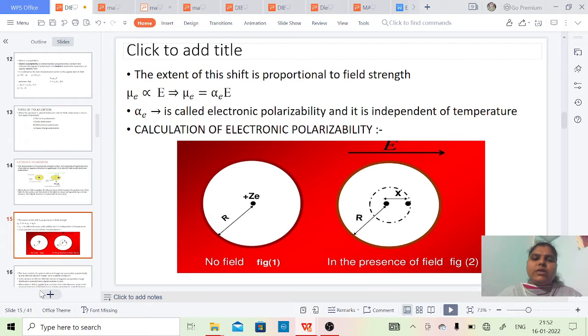Now the extent of this shift is proportional to the field strength. The dipole moment we represent as mu. So the electronic dipole moment mu e is proportional to the field E. Mu e equals alpha e into E, where alpha e is known as the electronic polarizability, and it depends on the temperature. Now let us see how we will calculate the electronic polarizability. Whenever there is no field, there is no dipole moment. Next, in the presence of a field, the dipole moment concept arises.